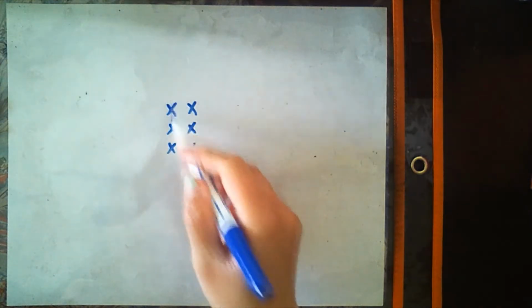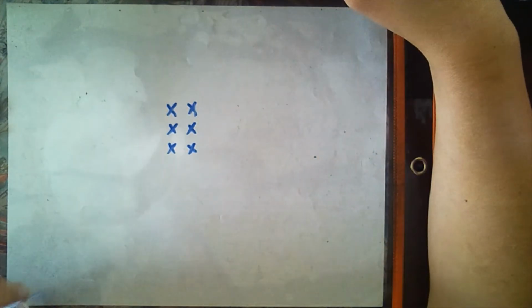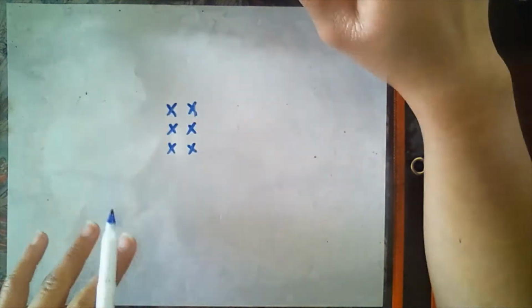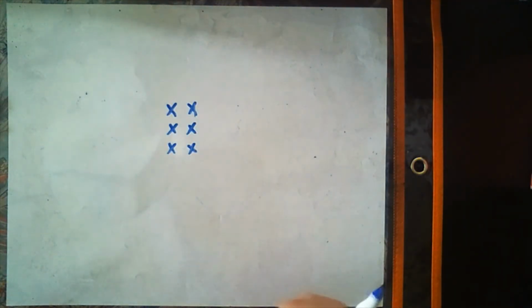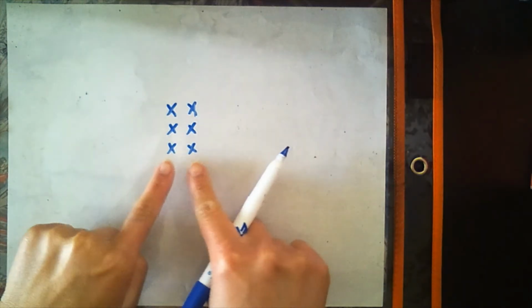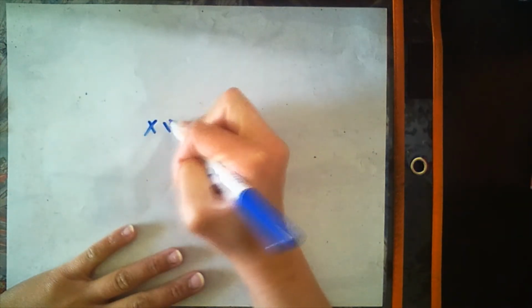How many columns do you see? Great, we have 2 columns. 1, 2. How many X's are in each column? 3. So there are 2 equal groups of 3, and the total amount is 6. My friends, let's pause here. Is there another way that I can arrange the bears other than 2 groups of 3? Yeah, I can do 1 group of 6.